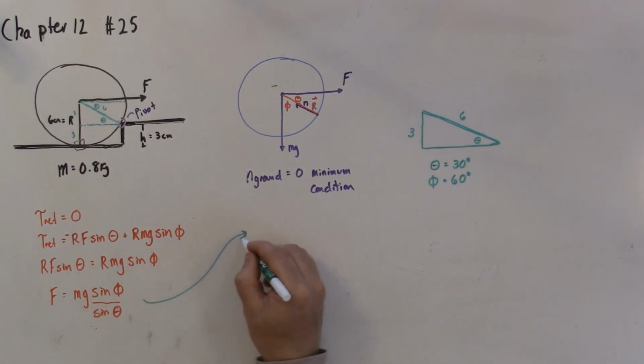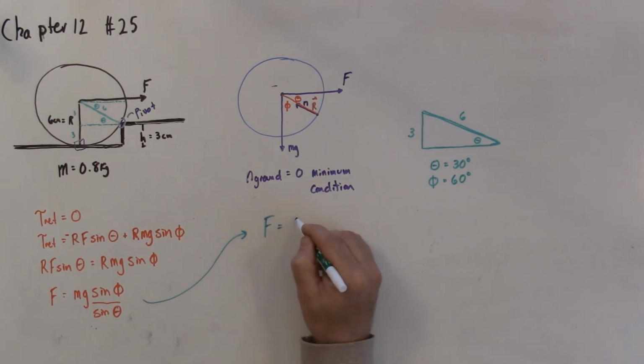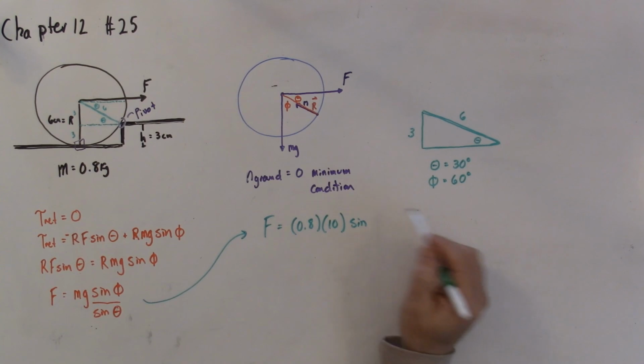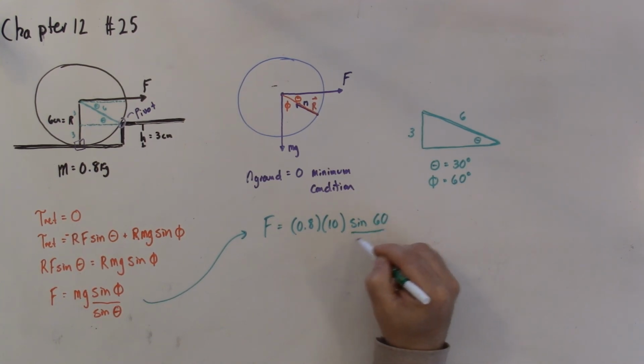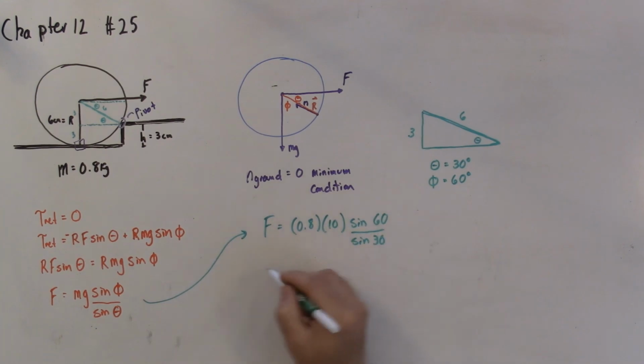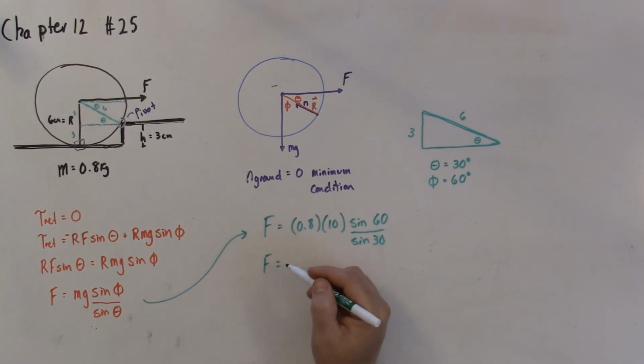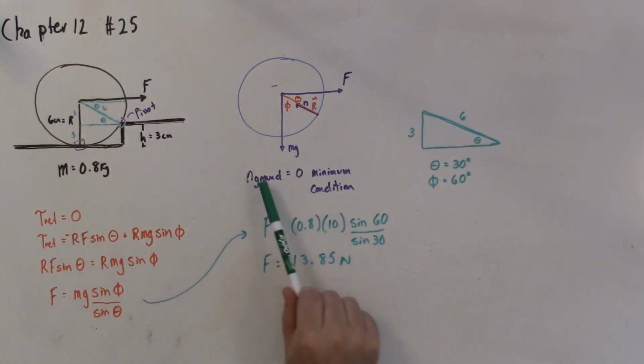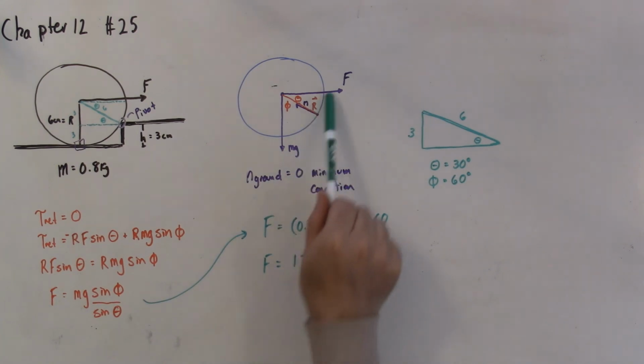F is equal to, our mass is 0.8 kilograms. We're going to use 10 as our g value. Sine of 60 divided by sine of 30. It turns out that the minimum amount of force, again using 10 as my gravitational field strength, is 13.85 newtons. This one was hard because there was a hidden geometry problem in here to figure out what the angles were, and you had to know that the normal at the ground went to 0 at the minimum force.